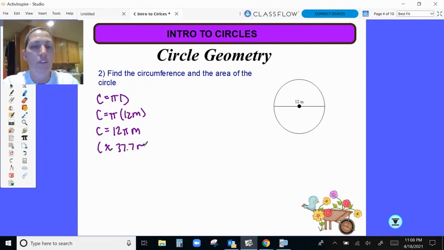Now you don't always have to give both answers like this. You're going to figure out what they are asking you. Do you want an exact answer? Do they want it in terms of pi, and so forth?